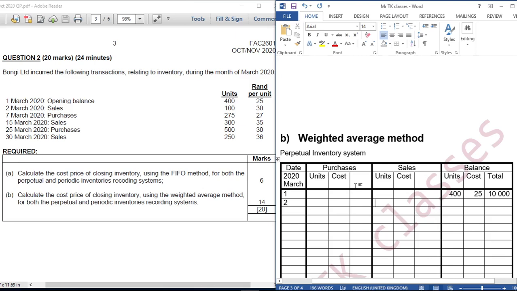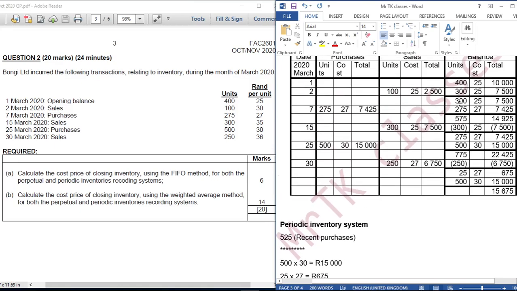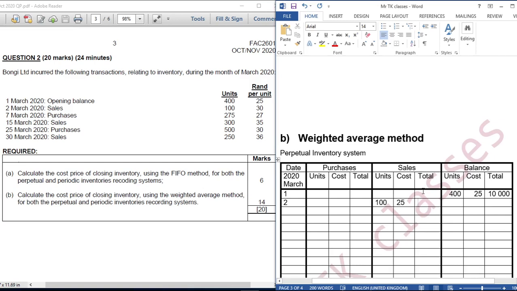We sold. All right, so here we need to say total. So we need to say we sold how many? 100. And here, remember, we are recording the cost price, which is the buying price. So this 100, their cost price was 25. And we have calculated this before. 100 by 25 is 2,500.